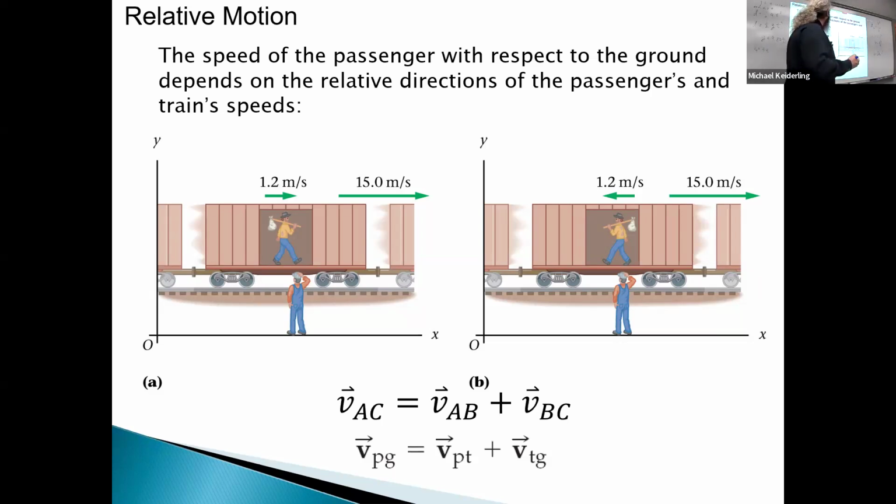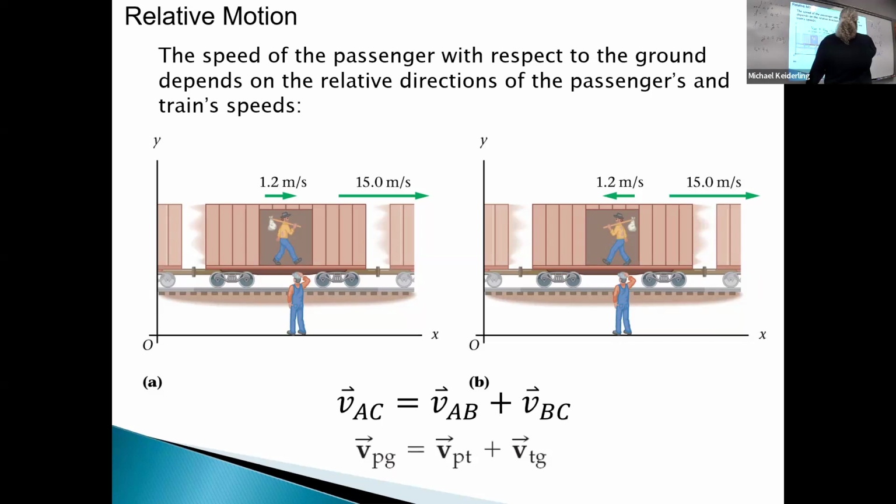And I like to write it in this way because you can sort of see that the T's link together and you get the velocity of the person with respect to the ground. So here, 1.2 meters per second plus positive 15 meters per second gives us 16.2 meters per second.